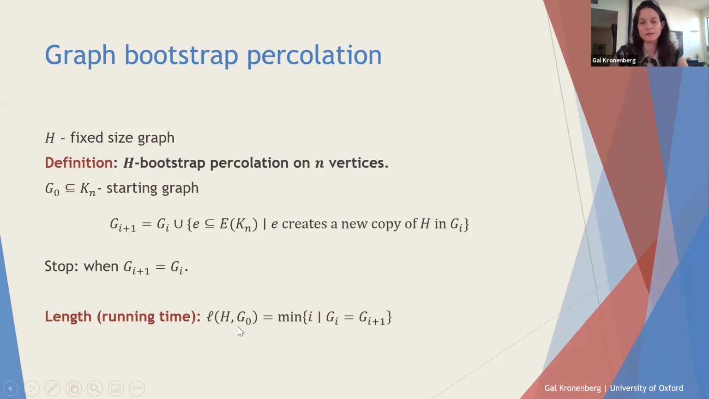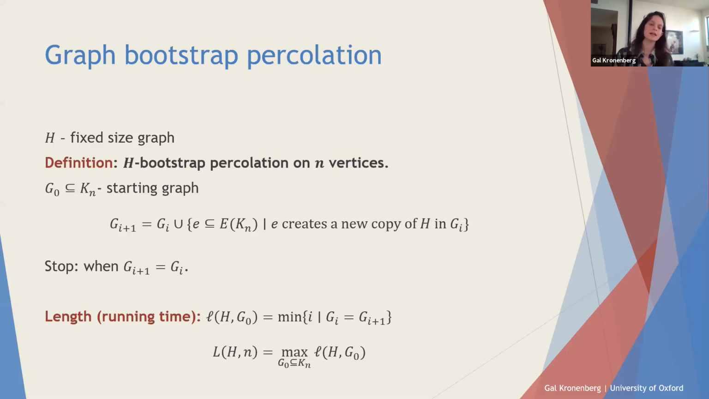So what is the length of the percolation with respect to this target graph H and this starting graph G0? It's just the first time that I cannot infect new edges, when the process stabilizes. So this is the length of the percolation, and in the example we saw before, the length was 2. It took us 2 steps. And now I want to define the maximum length of the H-bootstrap percolation, which will just be to maximize over all of the possible starting graphs the length that I defined before.